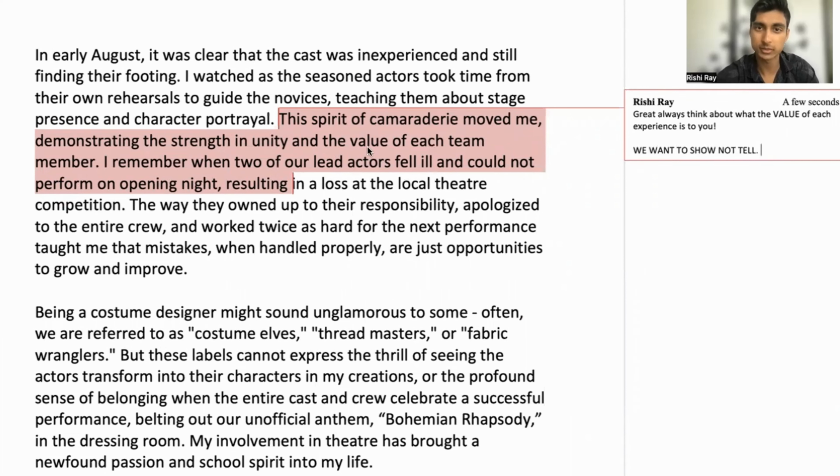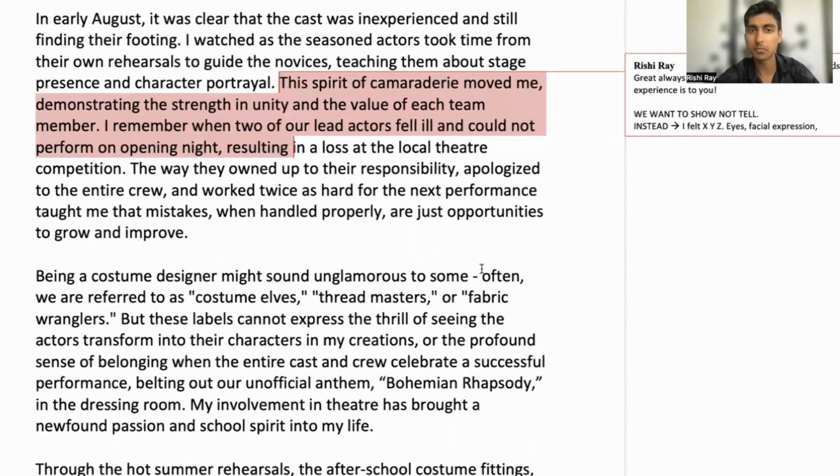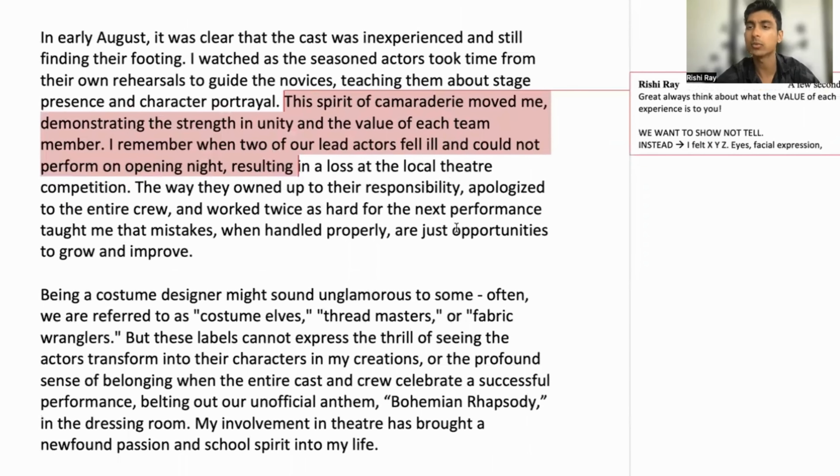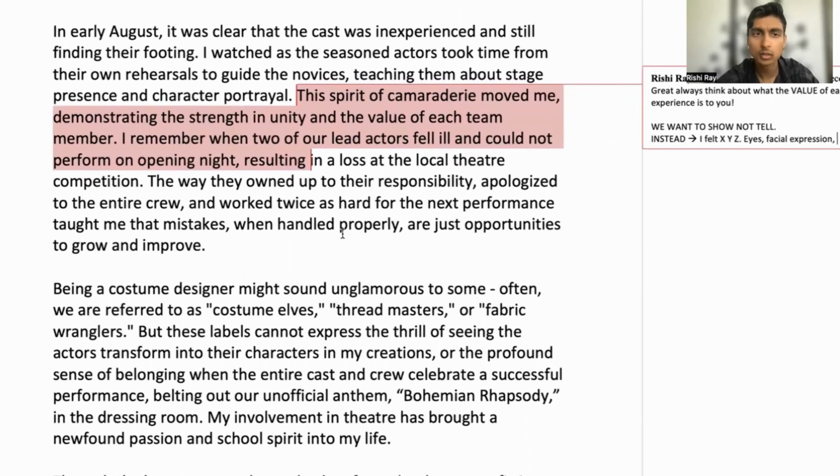not tell, right? So instead of saying the spirit of camaraderie moved me, say something more along the lines of, I felt XYZ. How did you feel in that moment when you saw that? Maybe your eyes had a certain expression on them, maybe you had a facial expression you're thinking about. Maybe think about the specific moment in time where you felt a really strong surge of excitement or strength, and all these components that you felt, right? You want to really sit down and dig into them and say, okay, what did that feel like?